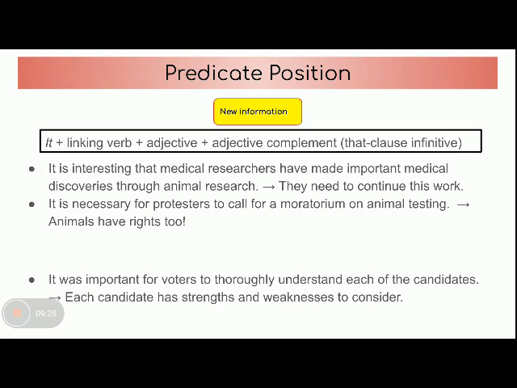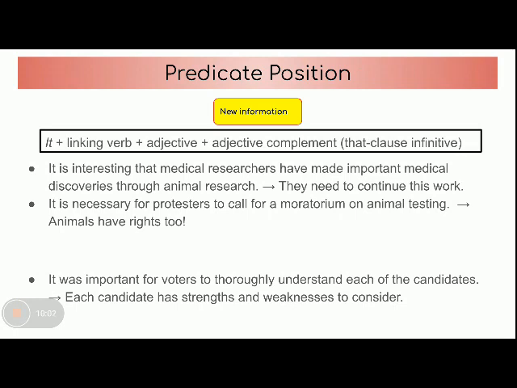The next example is, it is necessary for protesters to call for a moratorium on animal testing. After the word for until the end of the sentence, testing, can be considered as the predicate or adjective complement in predicate position. Another example is, it was important for voters to thoroughly understand each of the candidates. This means each candidate has strengths and weaknesses to consider.